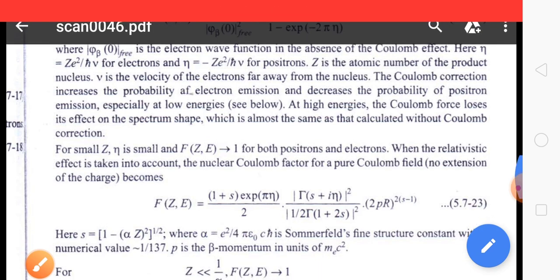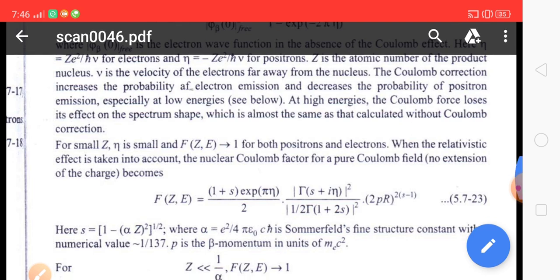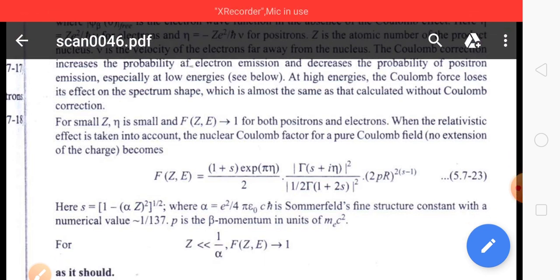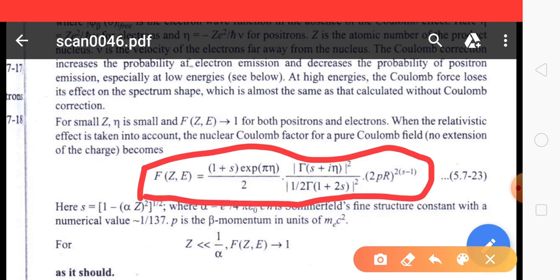For small Z, eta is small, and this function F(Z, E) tends to 1 for both positrons and electrons. When the relativistic effect is taken into account, the nuclear Coulomb factor for a pure Coulomb field, that is F(Z, E), tends to 1 plus s, exponential of pi eta divided by 2 tau, into the bracket s plus i eta squared, divided by 2 tau, raised to 2s minus 1. This is the expression which is found in the experiment.